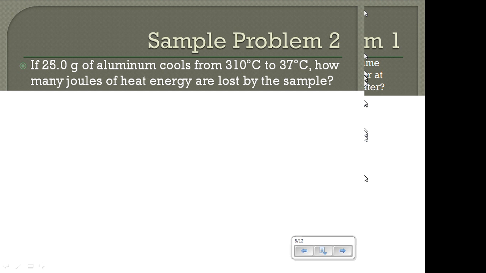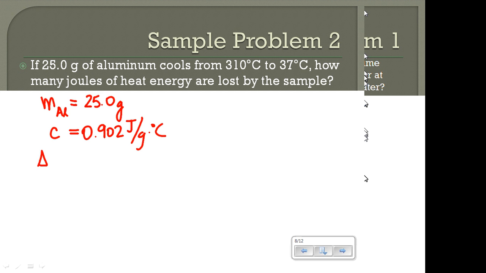So again, I usually start by writing down what's given to me in the question. So I'm given the mass of aluminum, and that's 25 grams. I'm given the specific heat capacity of aluminum in your textbook. So if I look that up in your textbook, it's 0.902 joules per gram degree Celsius.